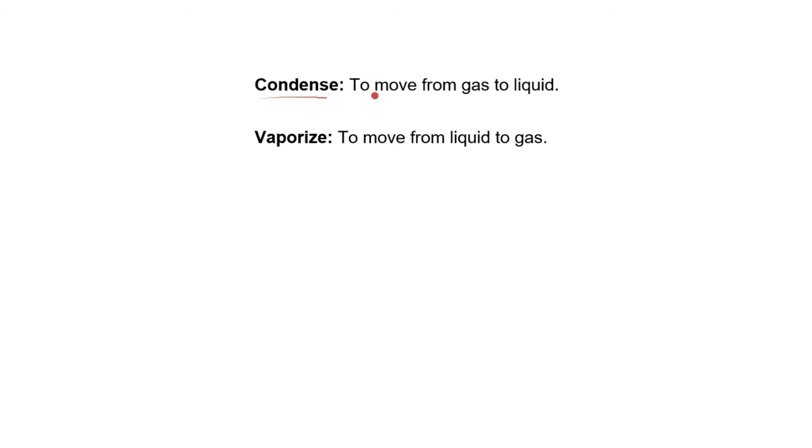To condense is to move from a gas to a liquid, as opposed to vaporizing, which means moving from a liquid to a gas. You have probably noticed that especially in the summer when you have a cold drink, water droplets will form on the outside of the glass. This is condensation. The water vapor in the air is a gas. It condenses to a liquid on your glass. When you boil water, some of it will vaporize. It will move from the liquid phase to the gas phase.